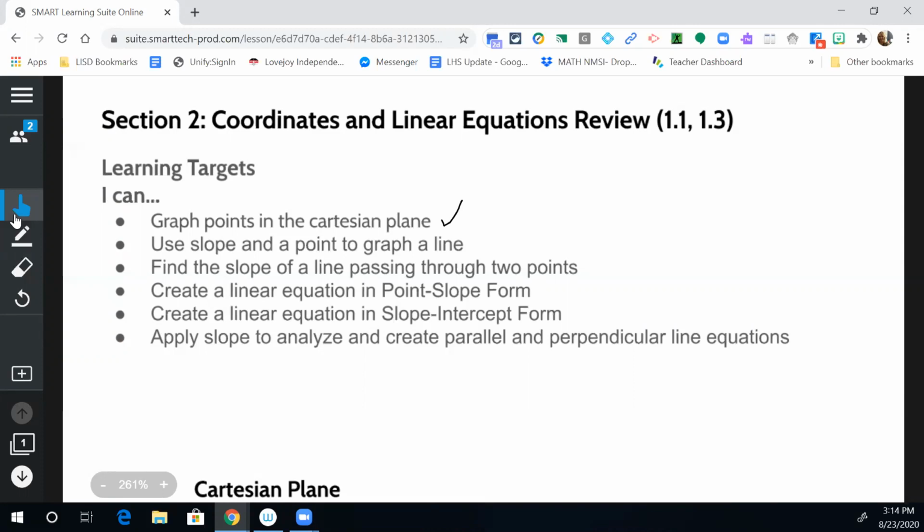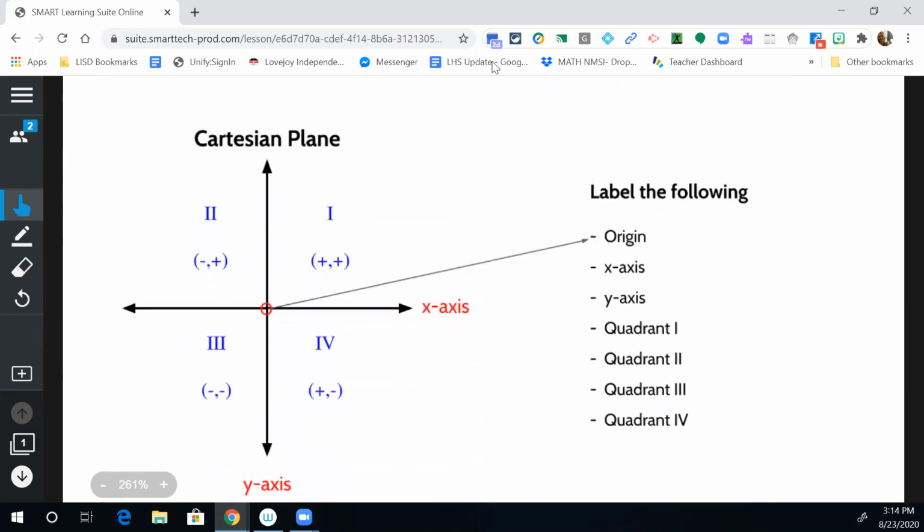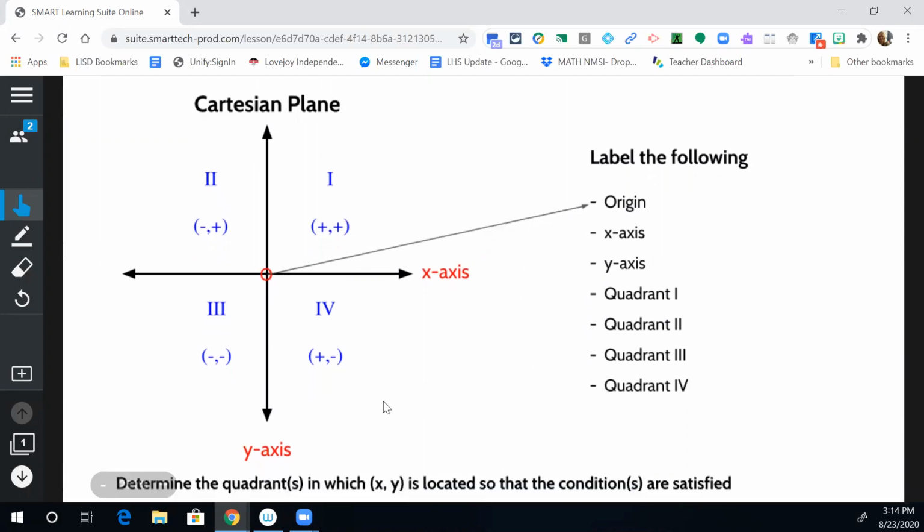I have already filled in this set of notes so that you can just copy it. Yours isn't filled in yet, so you're going to have to take time to do that. You can pause the video to do that if you want. And label this. You can see that I labeled the origin is just at 0, 0. The x-axis falls right here. The y-axis falls right here.